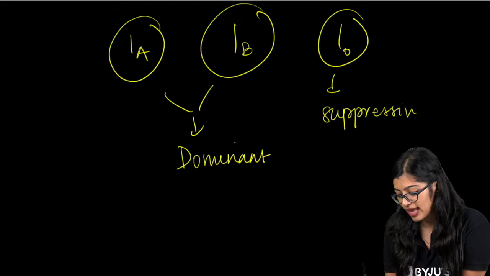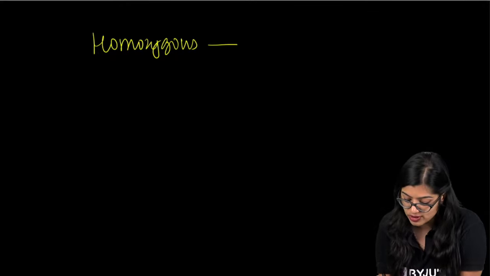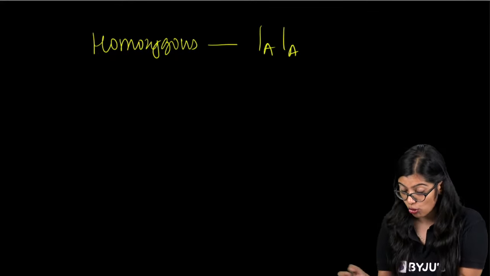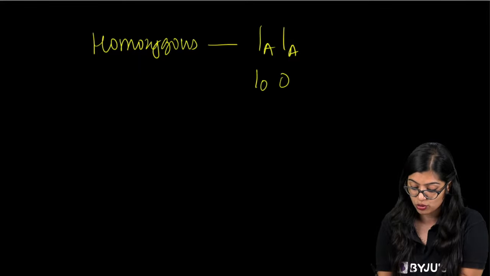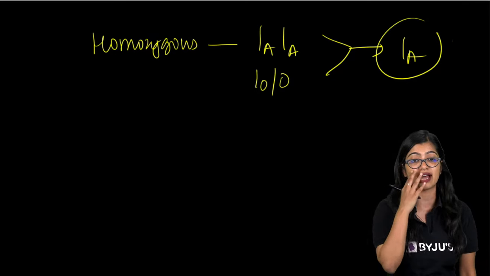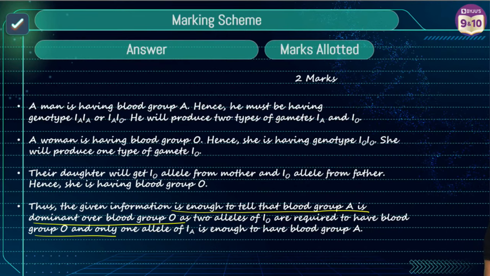If there is a parent who is homozygous dominant for blood group A, and there is a woman who is homozygous dominant for blood group O, the offspring will always have blood group A. So that is something you need to understand. And yes, you can take a quick screenshot. AB blood group is when it is both IA and IB.